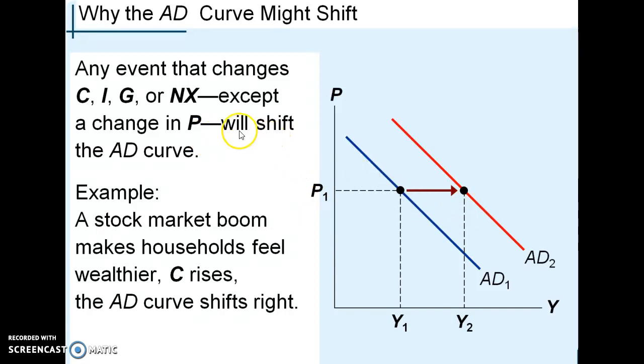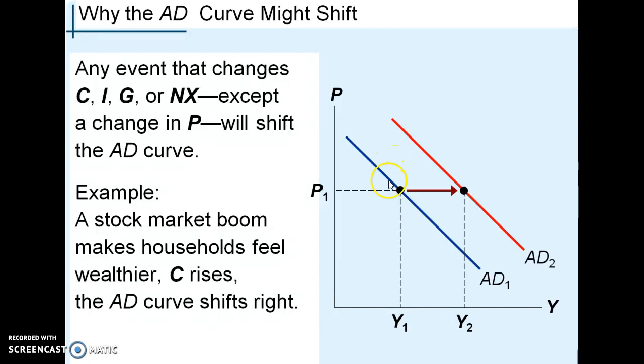So, something besides the price levels that maybe increases the consumption in the economy or investment in the economy, government spending in the economy, or net exports in the economy can all shift aggregate demand to the right. And if any of these things decrease, then aggregate demand could go to the left.